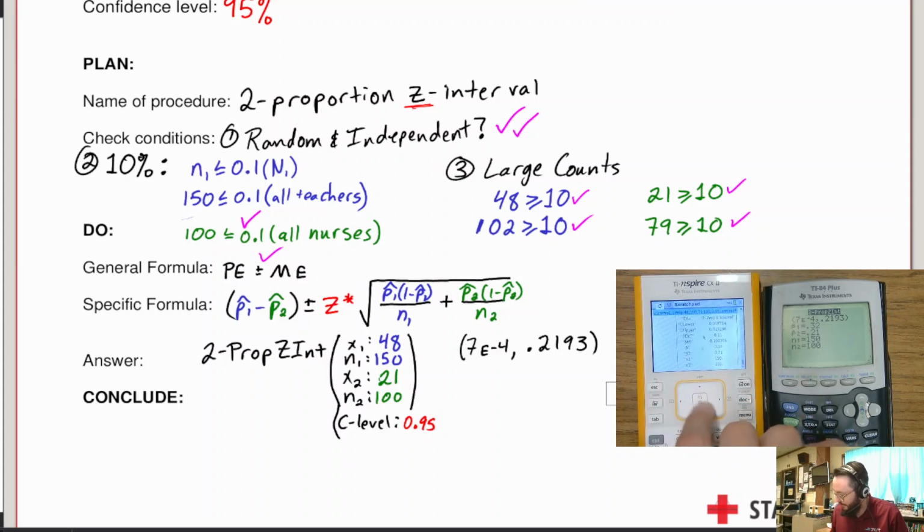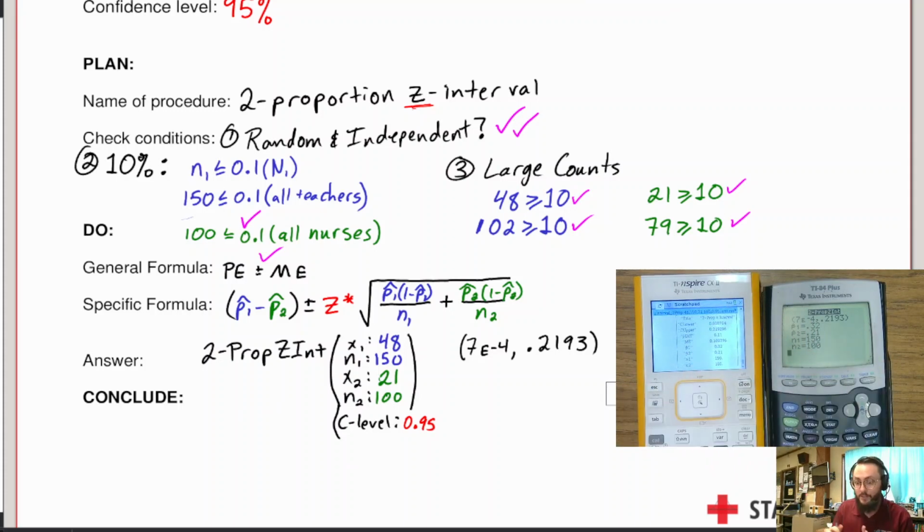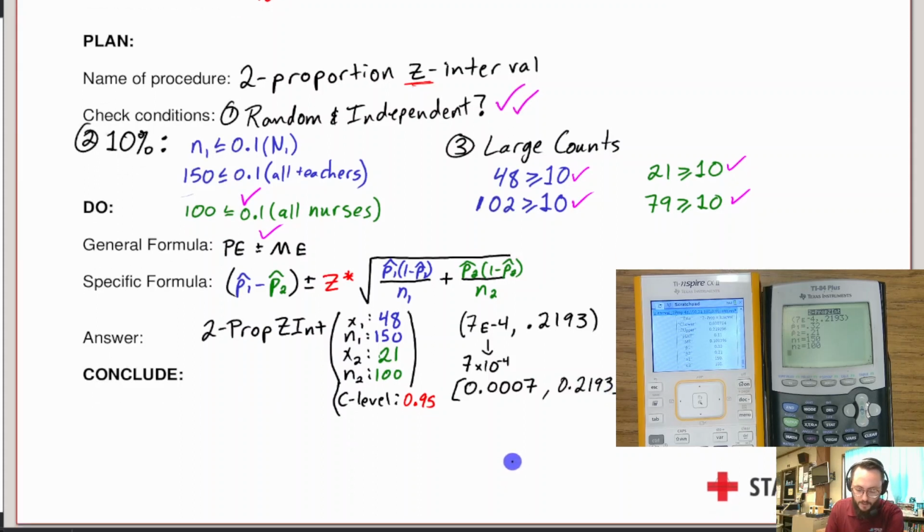So you can see everything we have here. Now it is 0.00074704. Because remember, this is really 7 times 10 to the -4th, so 4 decimal places move to the left. So 0.0007 and obviously 0.2193. So for our conclusion, we would write out, we are 95% confident.